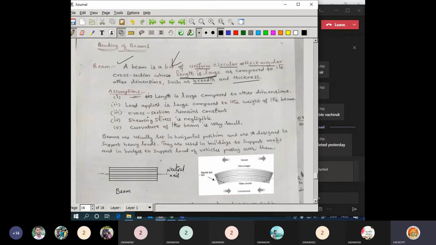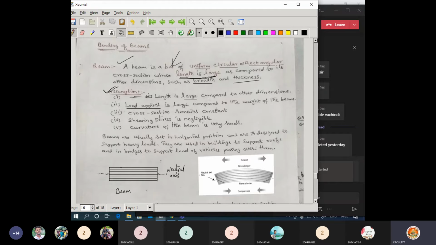Now we are assuming certain things regarding the beam. Some assumptions you can consider here. The length should be large compared with the other dimensions. The load applied should be large when compared with the weight of the beam. The load applied on this particular beam should be larger in comparison with the weight of the beam.